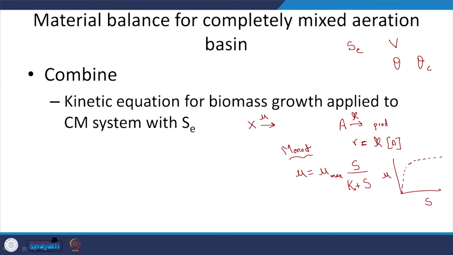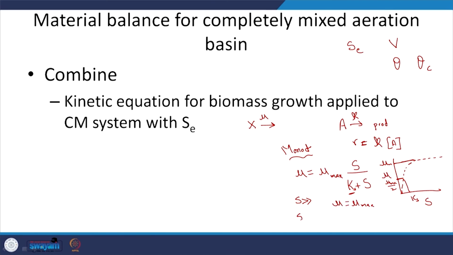Obviously, something like this, and this is the mu max, right. And Ks is when mu is equal to mu max by 2, that is when we have Ks. So, one aspect we discussed earlier was that if S is very high, what will that be? S is far greater than Ks, so the S terms cancel out. So, mu will be equal to mu max, right.